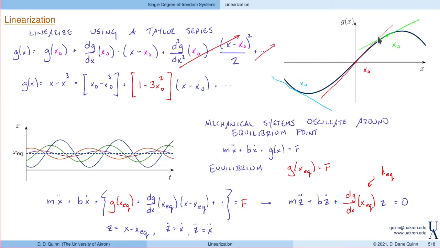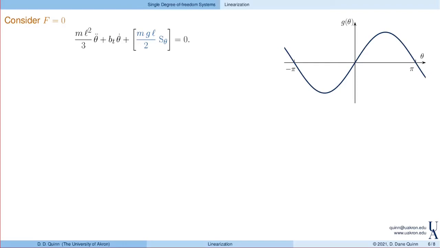Okay, so that's a lot. I get it. Let's go and see how this works in practice. We'll go back to the equation that we started off with, that we had from our model. And I'm going to look at a simpler case, namely f is equal to 0. This is actually a simple pendulum equation. So we have our m l squared over 3 theta double dot. We have our torsional damping. And then this is the restoring moment from gravity. If we think about this as g of theta, then here is that function plotted versus theta.